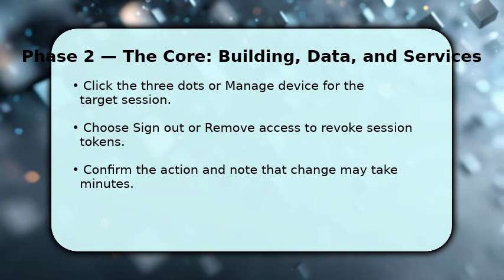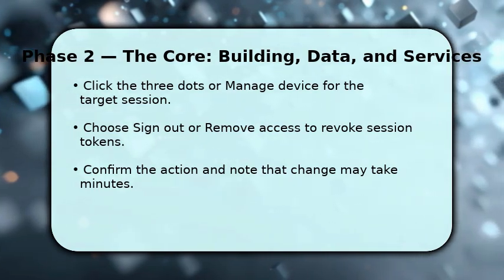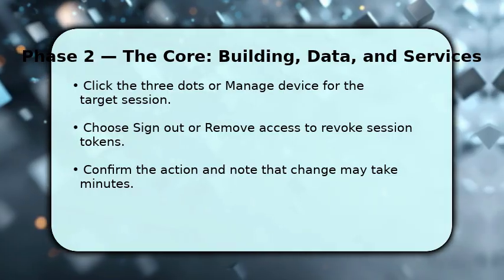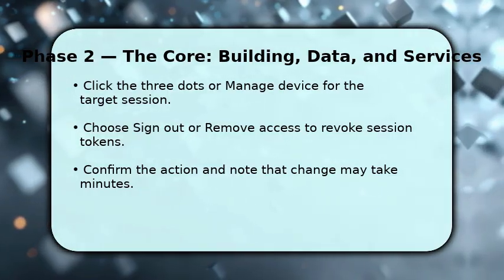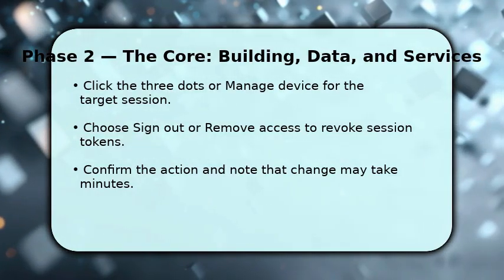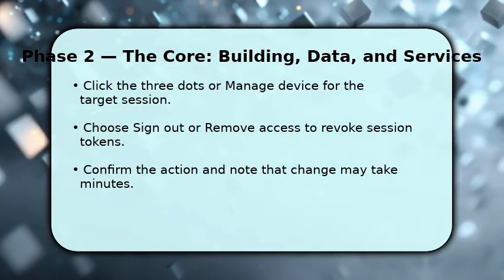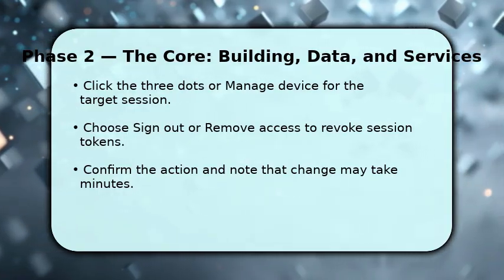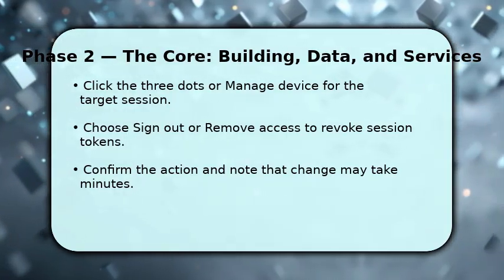Now select the device entry and open Manage Device or the three-dot menu. This reveals the Sign Out option. Choose Sign Out or Remove Access. This revokes the session tokens that let the device stay logged in. Once you confirm, Google invalidates those tokens and the remote device will be forced to re-authenticate.